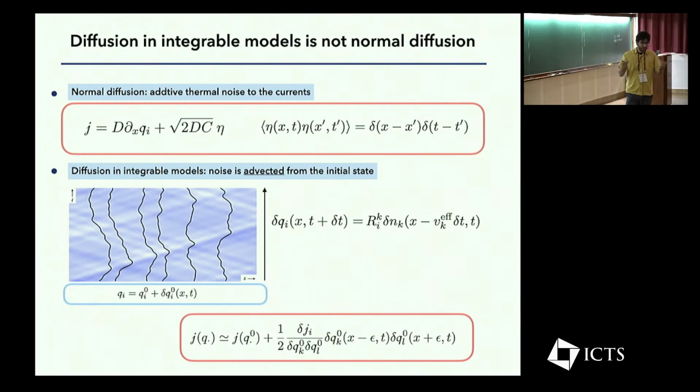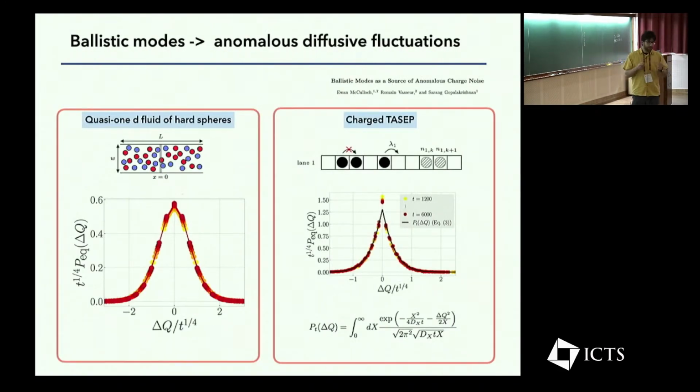And this is really a different paradigm compared to standard diffusion. In a sense, the noise now cannot be delta in time. It has to be spatially and time correlated because the noise is advected. Okay, so it's the initial noise that gets propagated, and this gives rise to a lot of anomalous behavior. It's still diffusion, but anomalous. A way to see it, maybe the most direct way, is to look at the full counting statistics.